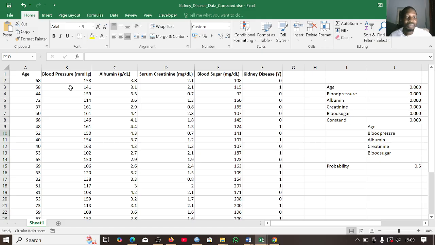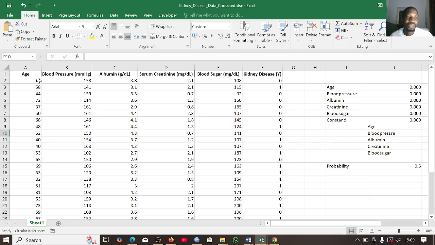I'm not a medical personnel, so I'm not going to relate all of this to how it influences kidney failure or whatsoever. All I will say is this: from the previous information of the patients, their age was collected, their blood pressure, their albumin, the creatinine level, the blood sugar, and whether the patient is a kidney patient or not.